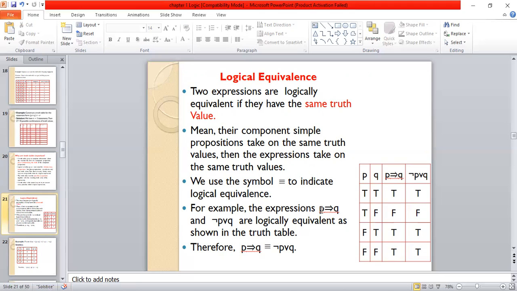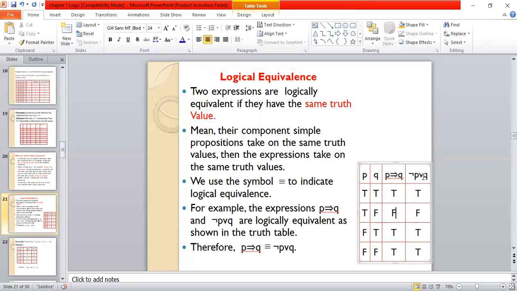For example, the expressions P implies Q and negation of P or Q are logically equivalent. Let's show it with a truth table. P implies Q becomes true when the second statement is true or the first one is false. When the first statement is true and the second statement is false, it becomes false.